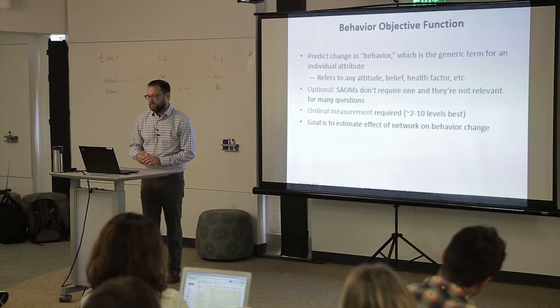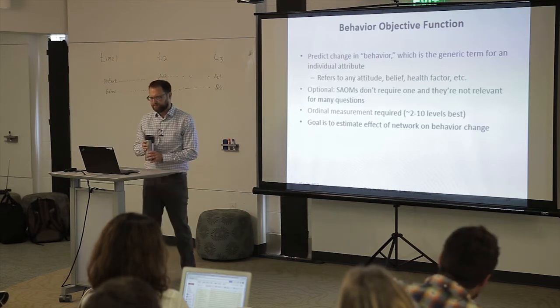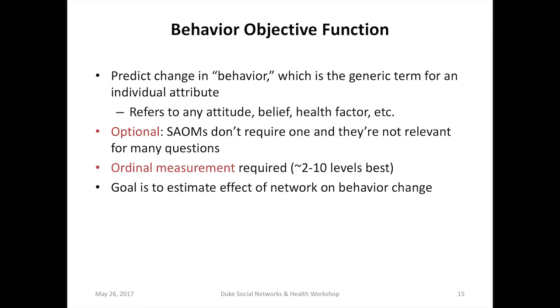All right, now I want to move and start talking about the behavior function. It's called a behavior function, but it's really any kind of individual attribute that changes. We don't actually have to have one of these in a Siena model. The first iterations of the Siena model were just models of network change. But there's so much interest in behavior change, and it's in some ways a simple extension to the model given its actor-oriented nature, that we can put that on top of there.